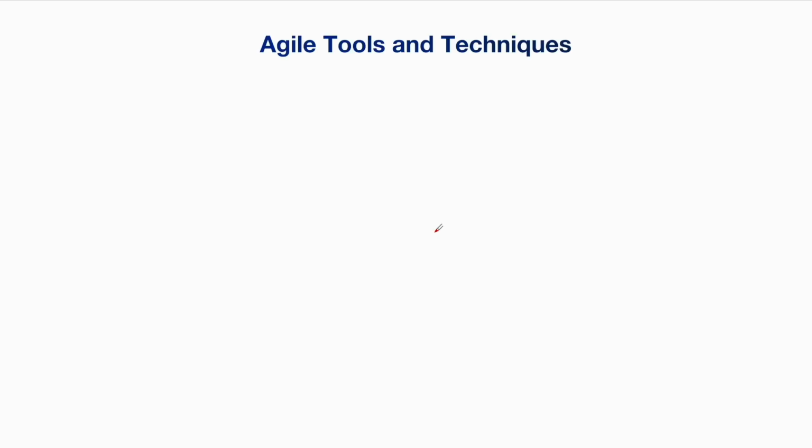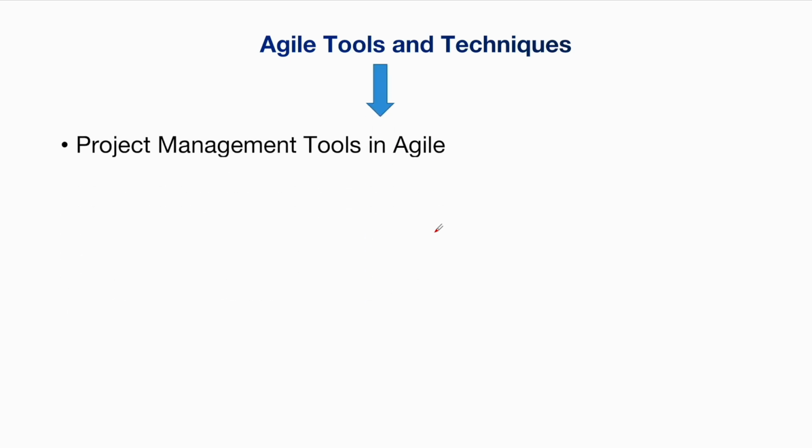Hello, welcome. In this section, we will discuss Agile tools and techniques. In Agile tools and techniques, there are three different categories of tools. One is project management tools such as Jira, Trello, Asana, etc. There are various other tools as well which are provided by different companies, and these tools are paid tools. It means you need to pay for the license and use it.